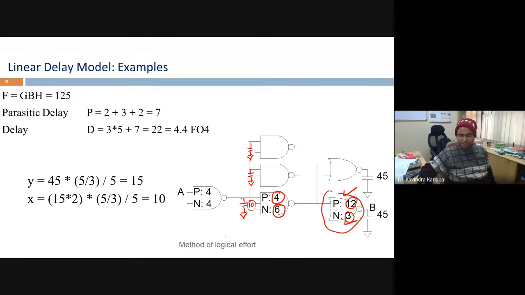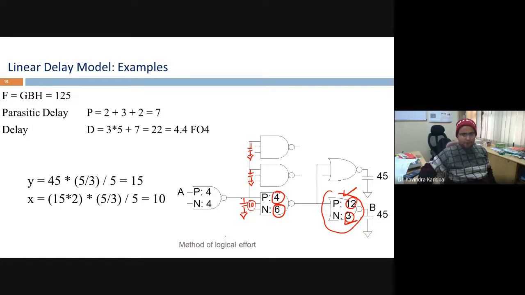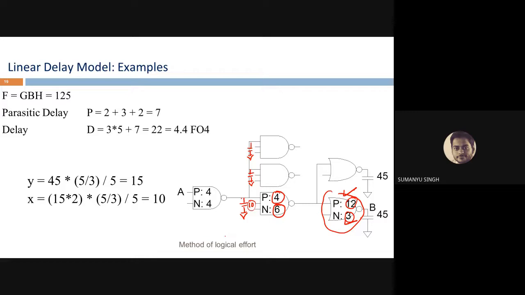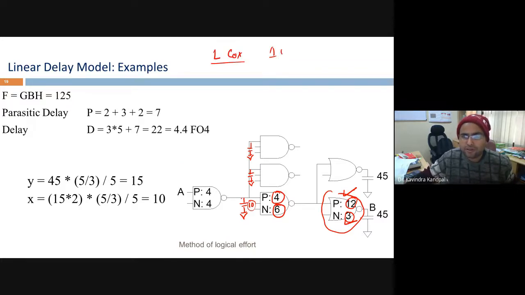Rakesh? Any doubt? Sir, please tell the previous one which you were telling. I think I'm saying, let's say W into L into COX is supposed to be 1 unit, right? I'm saying net capacitance here is supposed to be how much? 15. It came as 15, right or not?